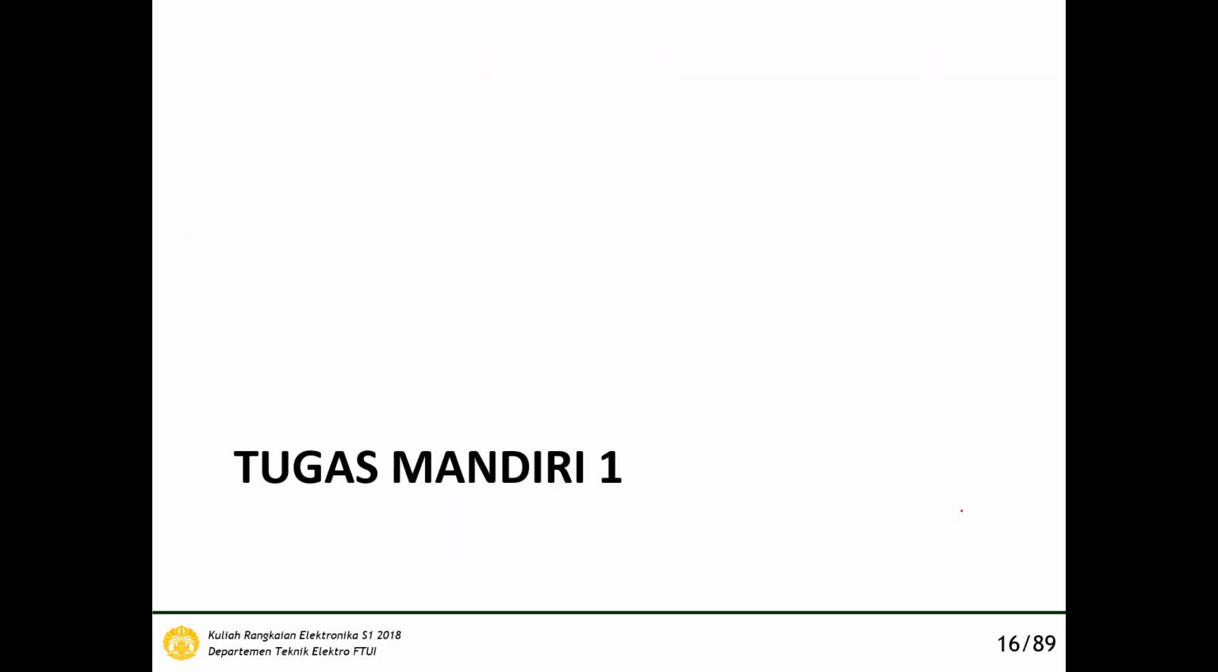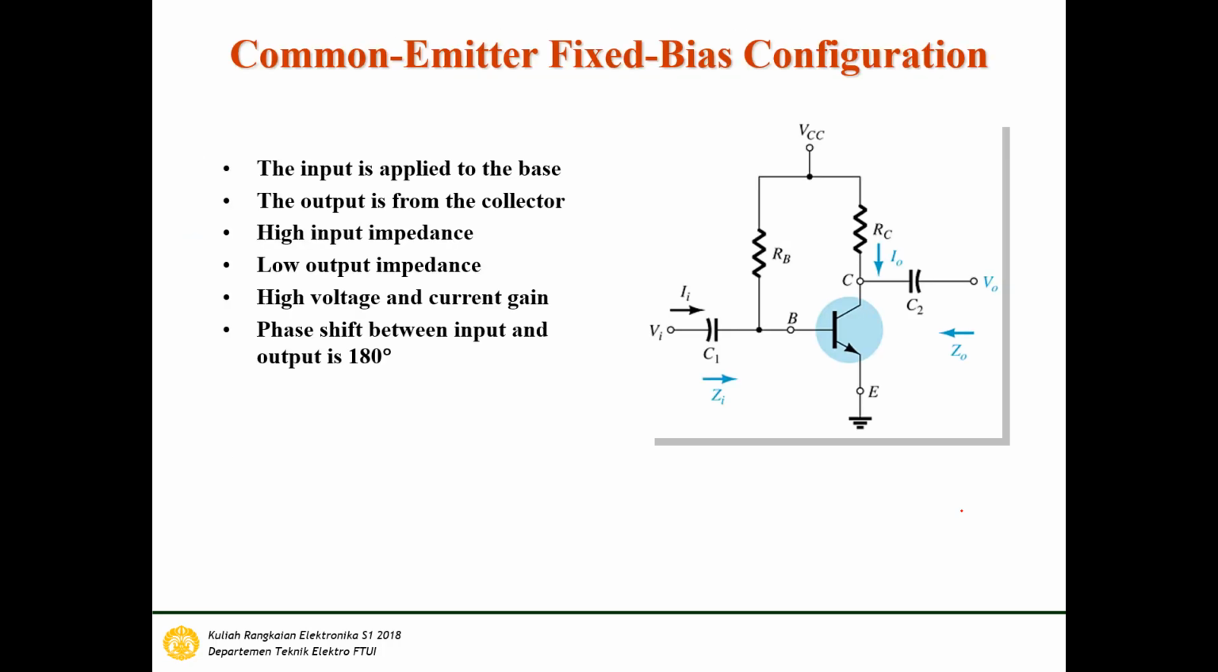And this one is the common emitter fixed bias configuration, for the first. The input is applied to the base. This is the common emitter, and the output is from the collector. And then for the emitter bias, there is high input impedance and low output impedance. We have high voltage and current gain here, and the phase shift between input and output is 180 degrees. So this is the characteristic of fixed bias.